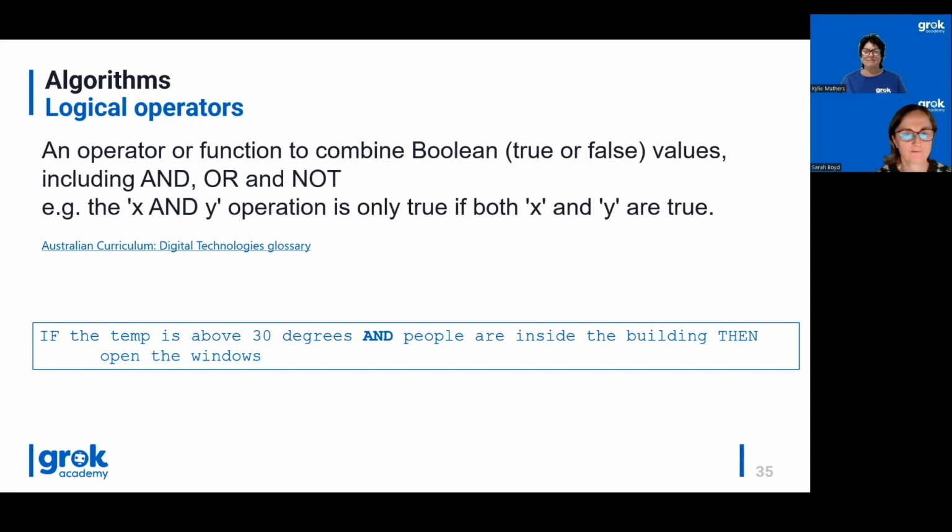You've actually used these before. Whenever you've used the word and, if you were saying like both X and Y are true, and we use it in language all the time. So here's a pseudocode example to maybe make it a bit simpler. If the temp is above 30 degrees and people are inside the building, then open the windows. So the logical operator there is the and. It's how you're combining two statements to basically get a true or a false out of it.